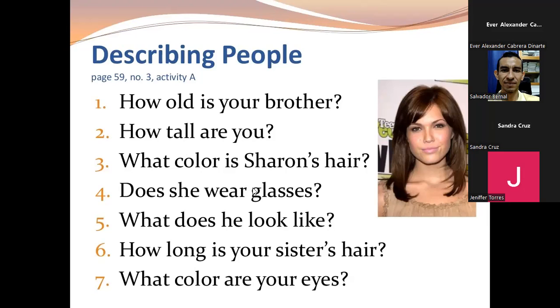Now let's see. Salvador, hello. Hello, teacher. Hi, Salvador. Let me ask you this question. What color is Sharon's hair? Is brown. Brown hair. Perfect. Wow. Perfect. Very nice. Now let's see. Jennifer Torres. Hello. Let me ask you this question. Does she wear glasses? No. No, she doesn't. Perfect. Very nice.